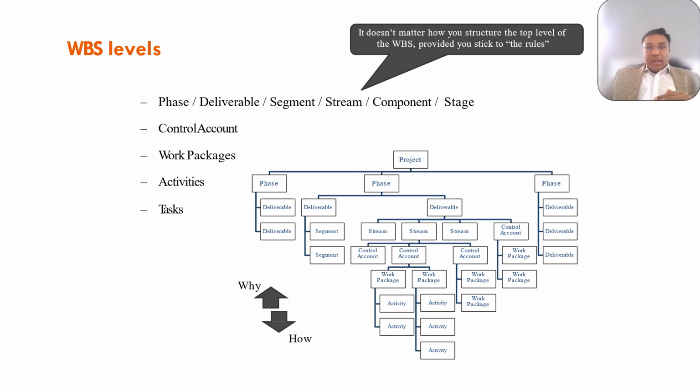So through the various levels, you see the phases, deliverables, components, control accounts, work packages, activities, and finally tasks. This is how you differentiate, and this is called your work breakdown structure. What is important is not the labels, but the structure enables clear planning, accountability, and traceability.